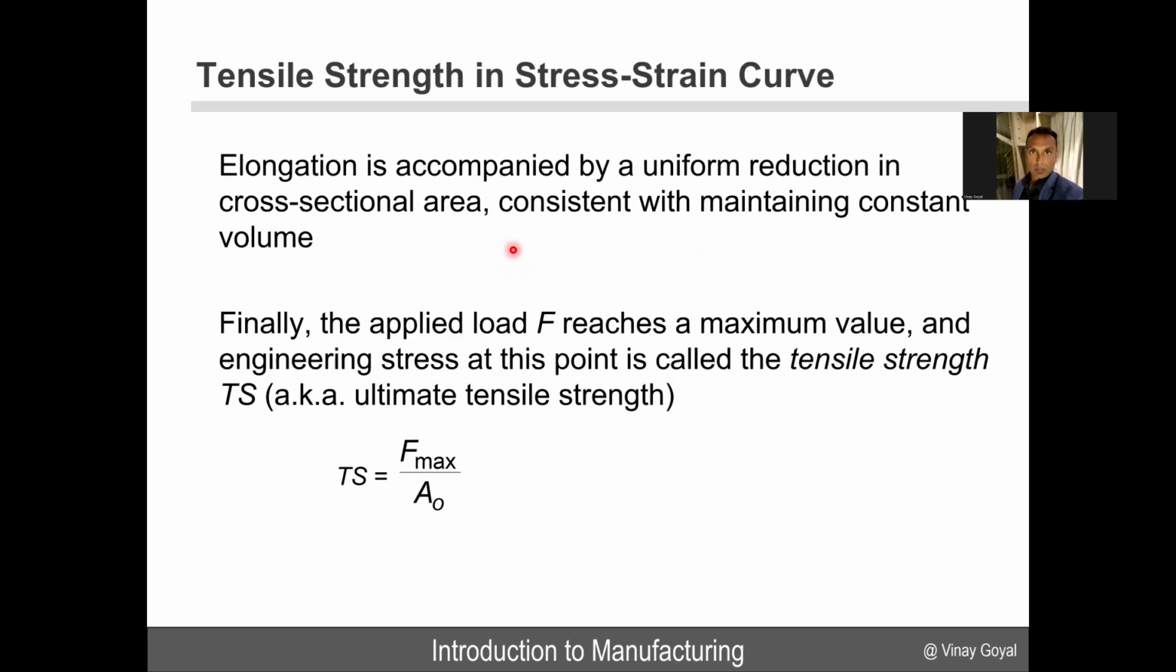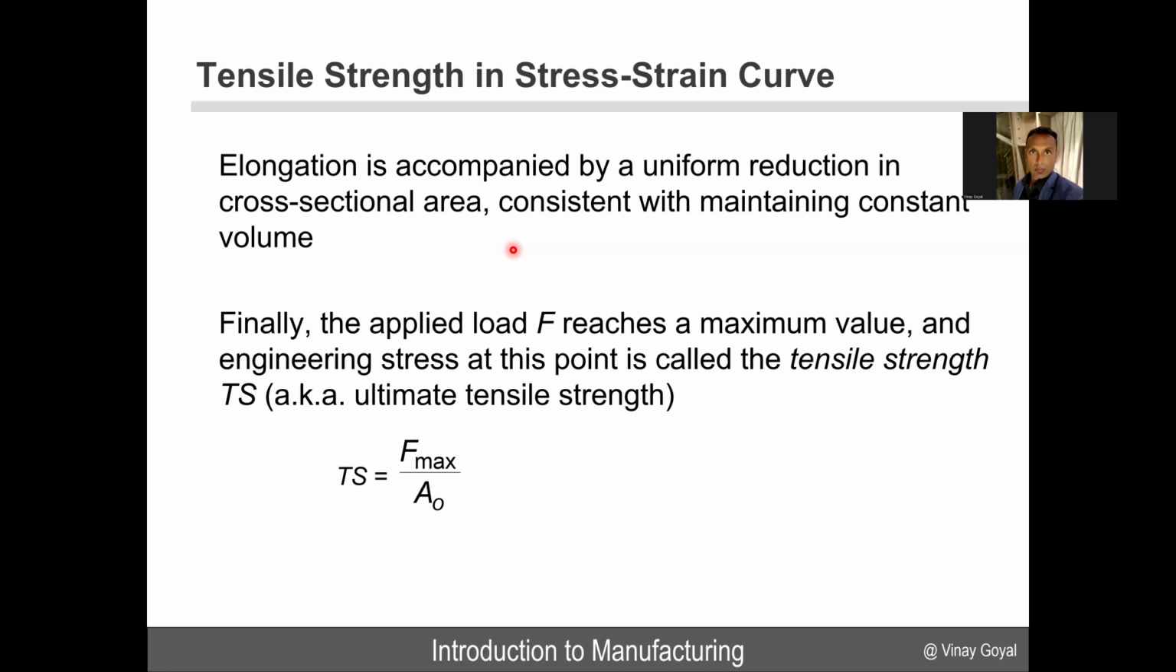The tensile strength in the stress strain curve should be looked at. So elongation is usually accompanied by uniform reduction in cross-sectional area. And that's consistent with maintaining constant volume. You have a volume of material, you're deforming the material, and there's a tendency to maintain constant volume.